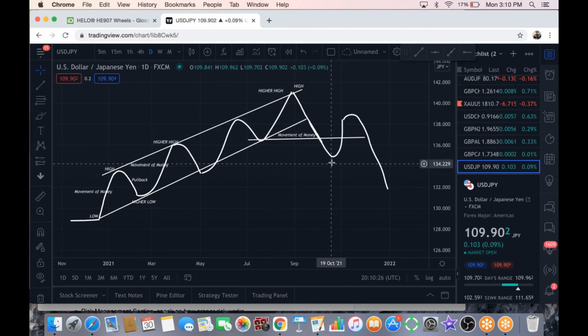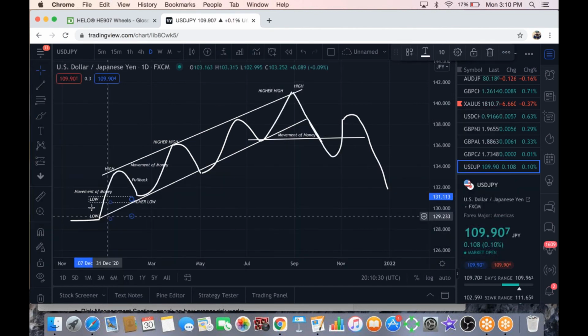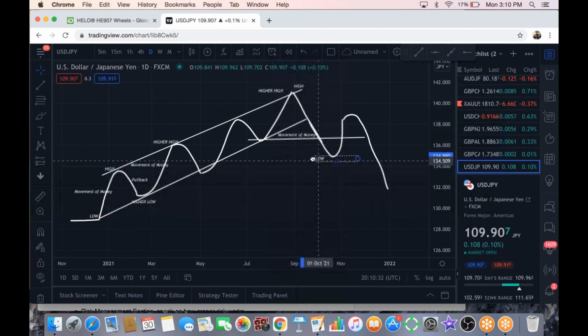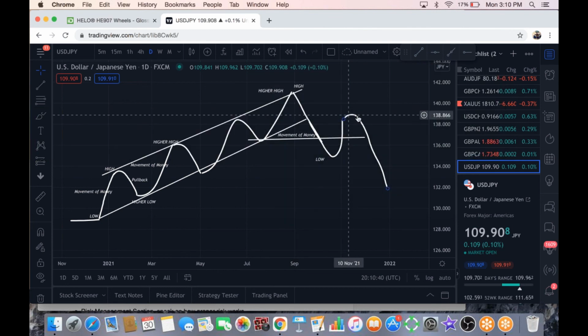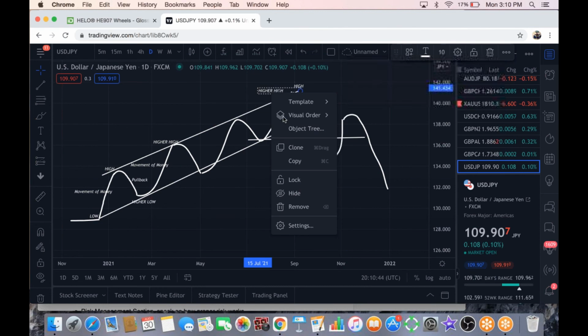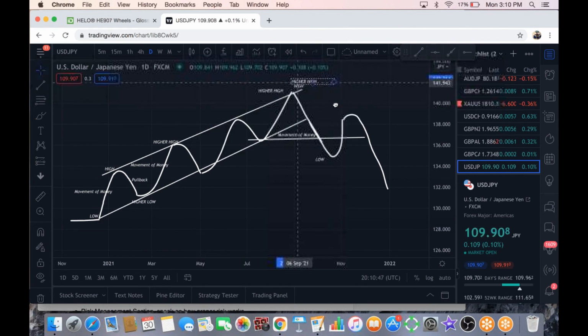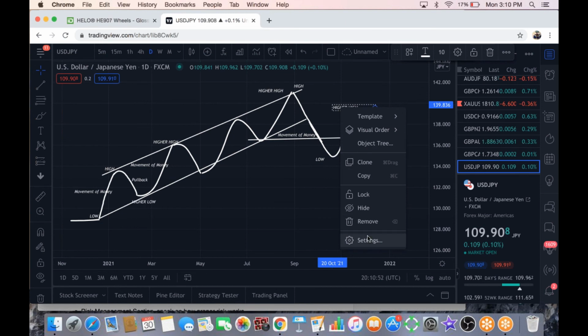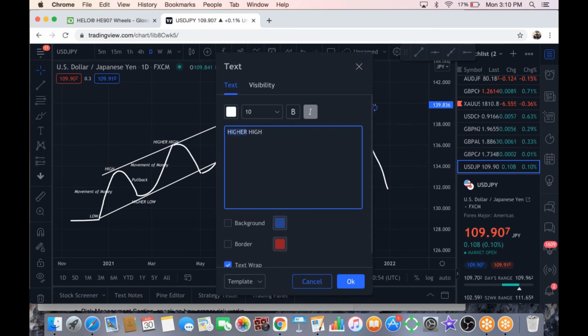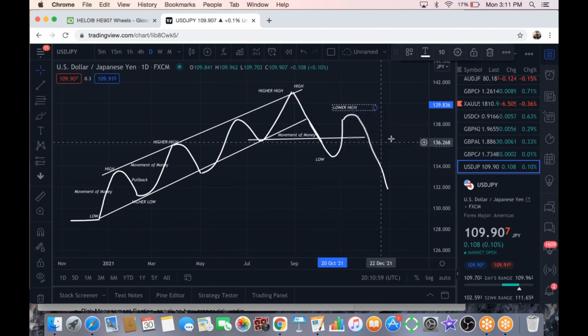Then we have a low that gets made, okay? So that low gets made. This is our low right here. Then what we have is this is not a higher high anymore. What do you think it is? This right here becomes a lower high, okay? That's a lower high now.